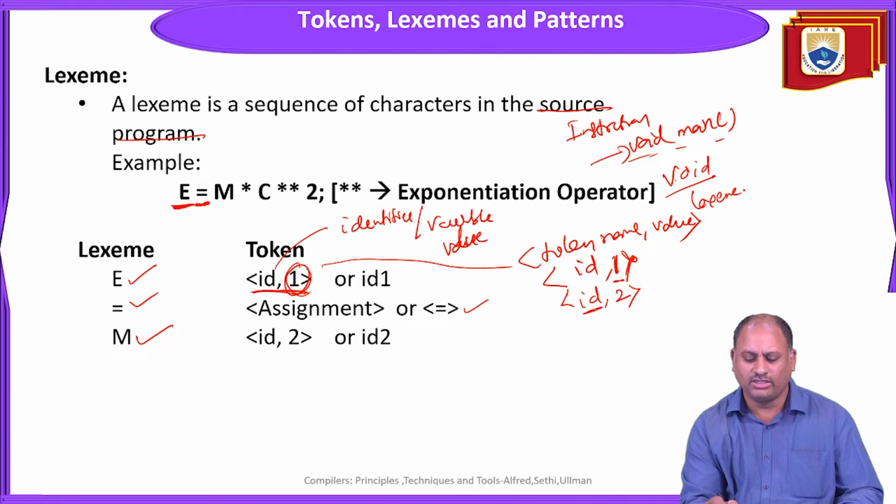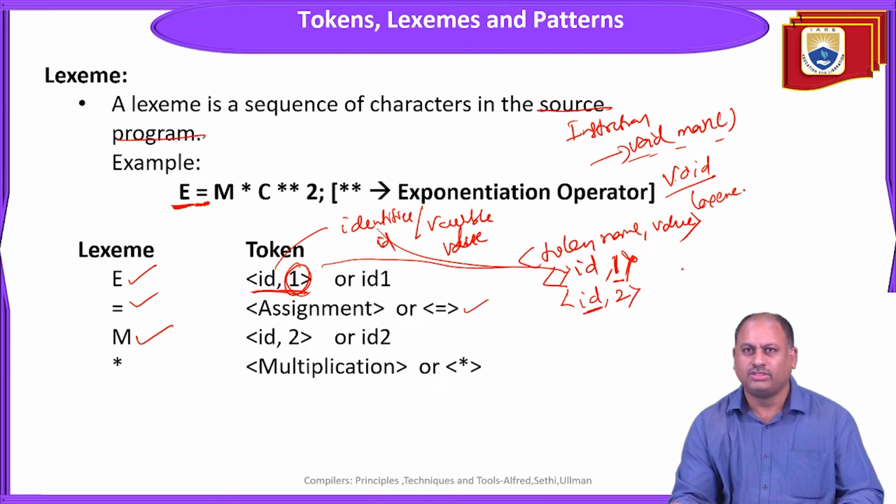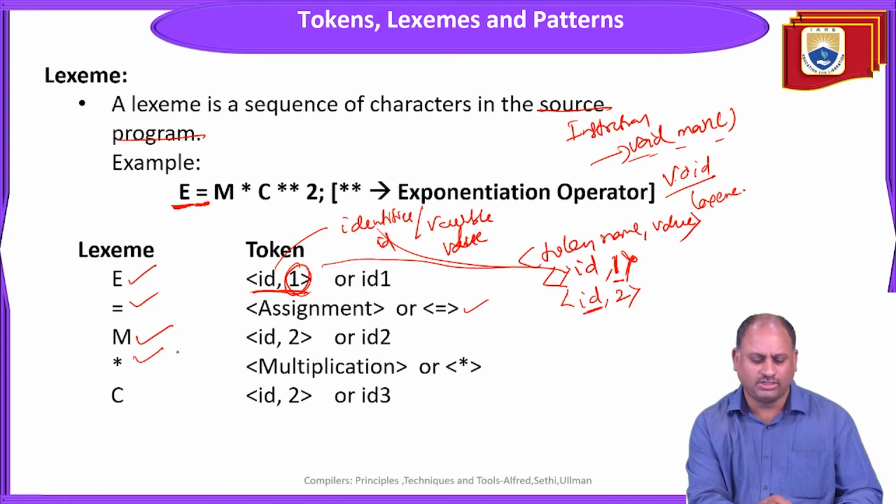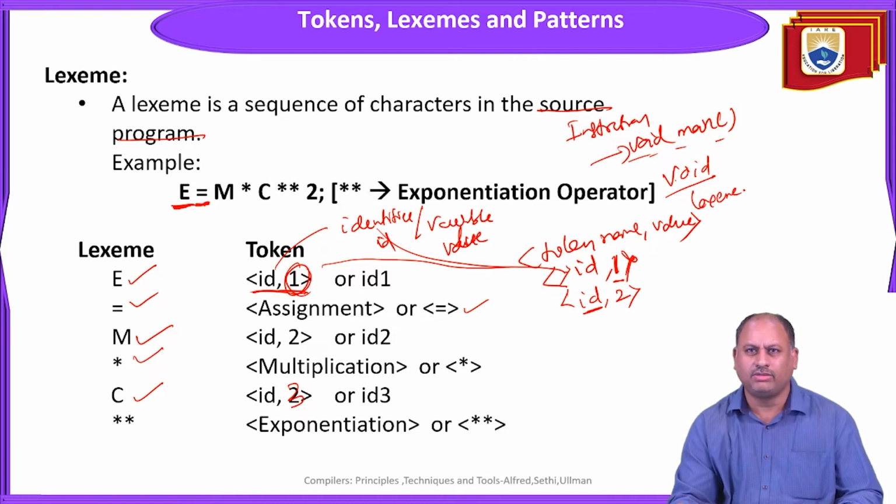The short form we write for identifier is ID. And then M appears as the second, that's why ID comma 2. The next character to be read recognizes one more lexeme, the star, which is called the multiplication operator. The next character, C, is to be identified as an identifier. So here ID comma 3, because it is the third identifier. And then the exponential operator is one more that is recognized as an operator.